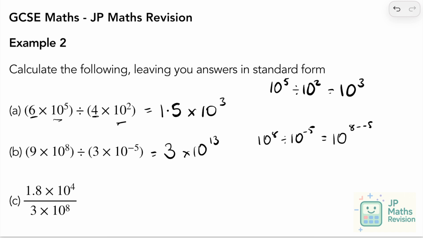This next one is just written differently, but it means the same thing. The line on a fraction means divide. So we need to do 1.8 divided by 3 first. 1.8 divided by 3, that's 0.6. And then 10 to the 4 divided by 10 to the 8, that's going to be 10 to the minus 4. Now the issue with this is 0.6 is less than 1, so it's not in standard form. So we need to make it 10 times bigger, and if we do that, we end up with 6. That means we need to make the power of 10, 10 times smaller so that it still balances. So that's going to be 10 to the minus 5.